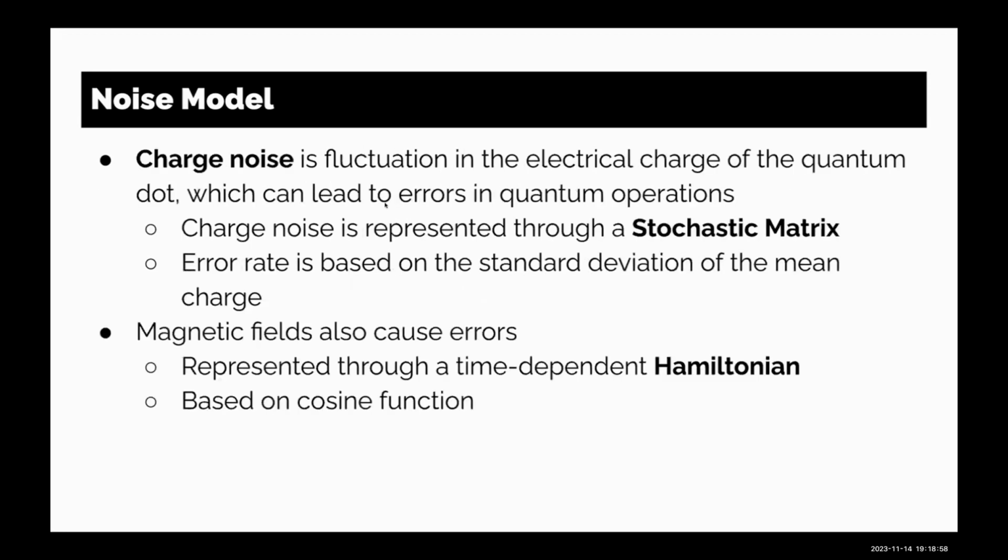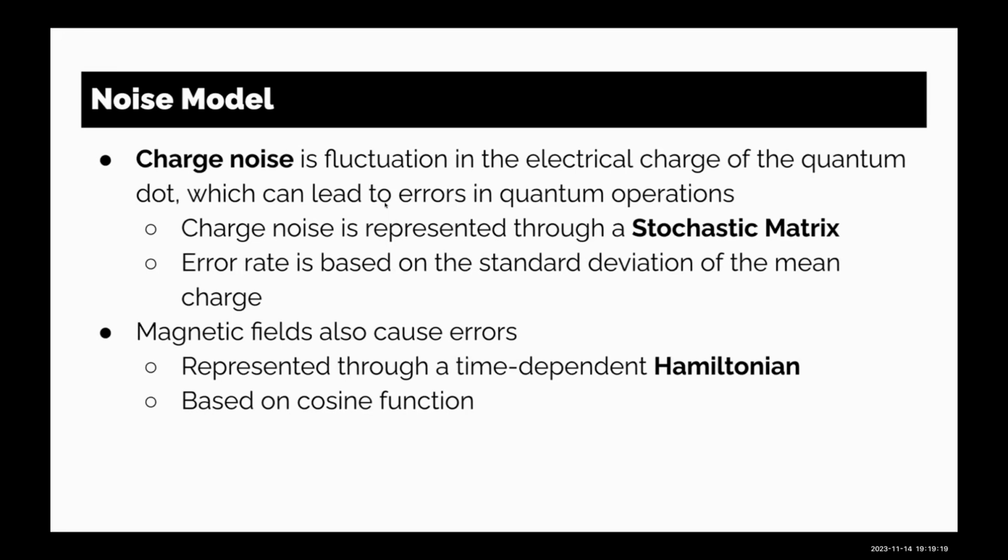In our noise model, we also represent charge noise. Charge noise is fluctuation in the amount of electrons in a quantum dot. These fluctuations often cause errors in quantum operations. In our noise model, the charge noise is represented through a stochastic matrix. We calculate the error rate or amount of error based on the standard deviation of the charge from the mean.